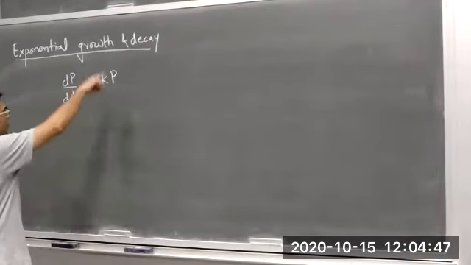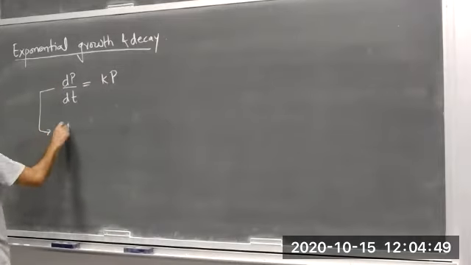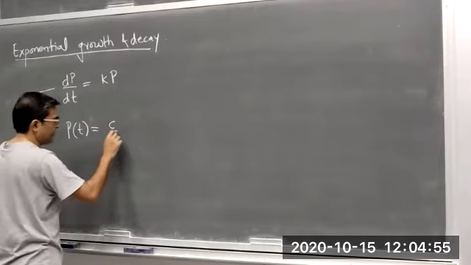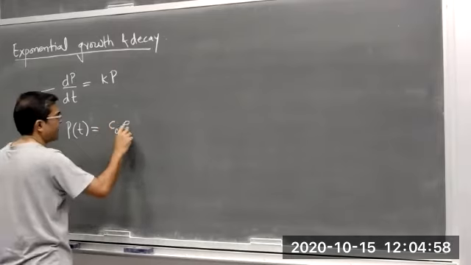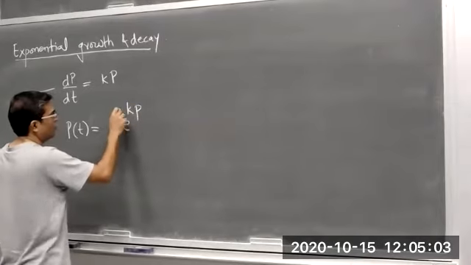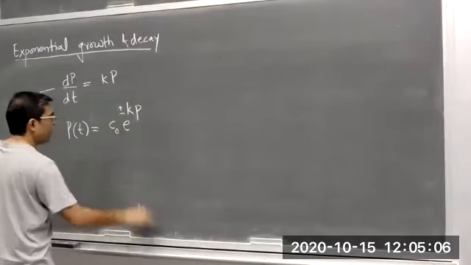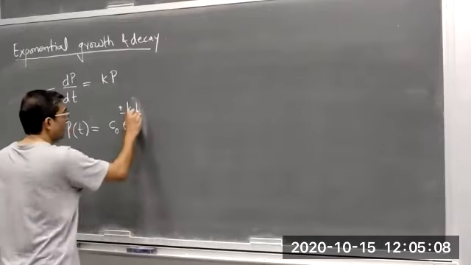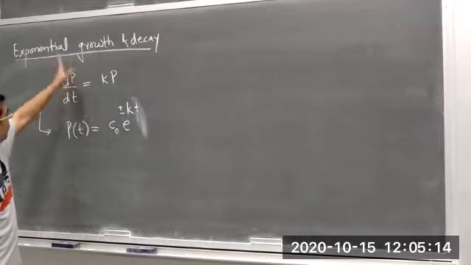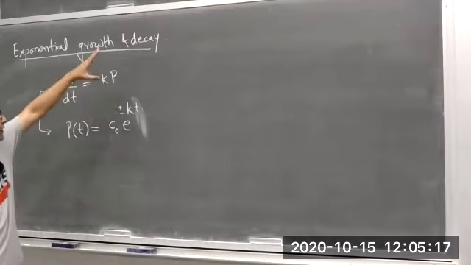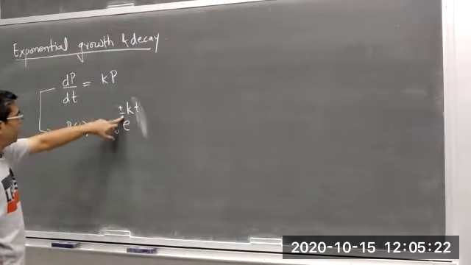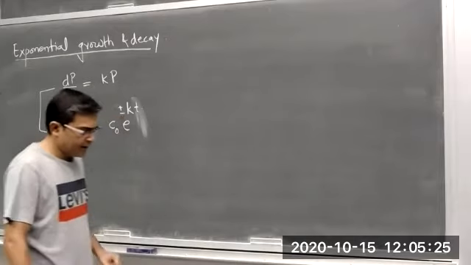After solving it, we usually obtain p of t equal to some constant of integration times e raised to the power minus or plus kt. It depends on whether it is growth or decay. If it is exponential growth, we have a positive sign here, and if there is decay in some kind of population, then there must be a negative sign here.